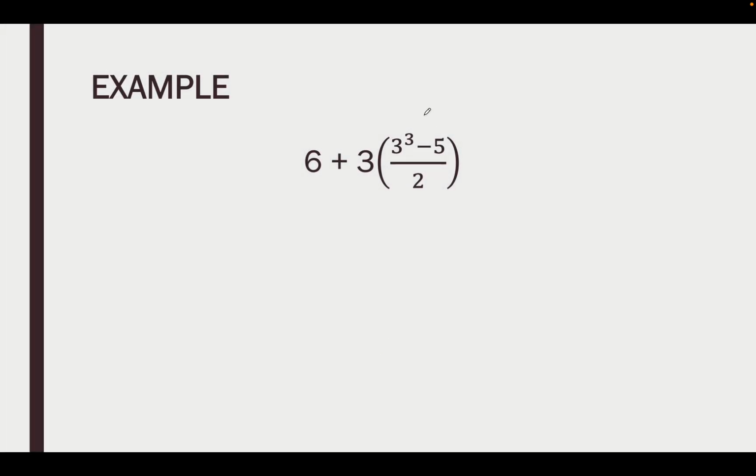Our third example is a little different. We have a fraction in here, which is also division. So we need to keep that in mind. All right, we are going to start in our parentheses, and in our parentheses, we're going to start with exponents. So 3 to the third power, remember that's 3 times. So 3 times 3 is 9. 9 times 3 is 27. So that is what we get there.